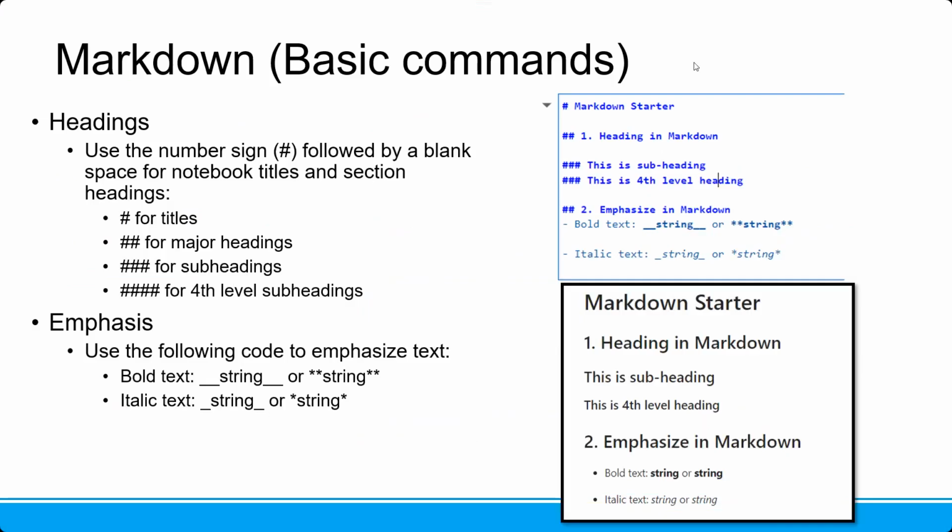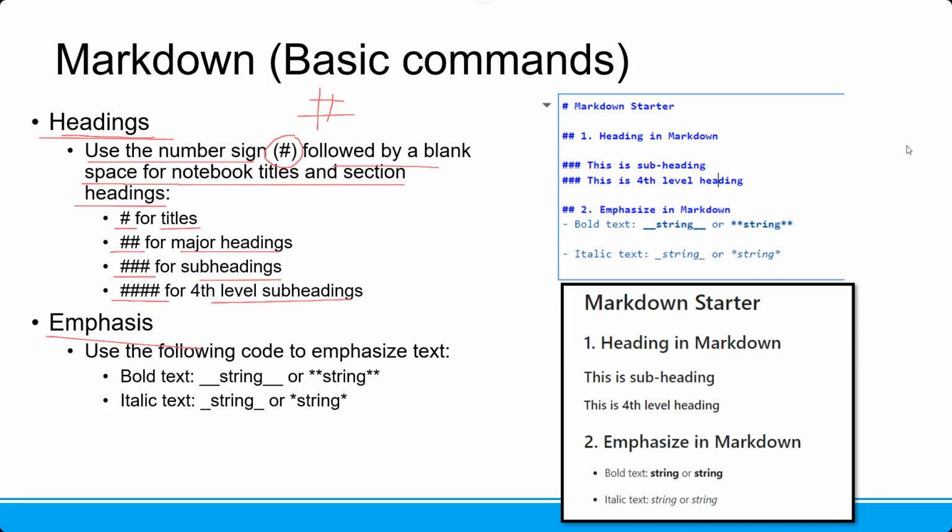So the basic commands of markdown, I think you need to understand only the basic ones: heading and emphasis. For headings, we can use the number sign, the sharp, followed by a blank space for notebook titles and section headings. One sharp is for the titles. Two sharps are for the major headings. Three sharps are maybe for the subheading. Four sharps are maybe the fourth level subheadings.